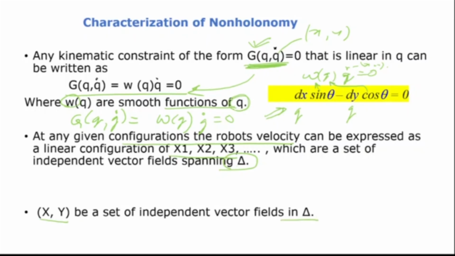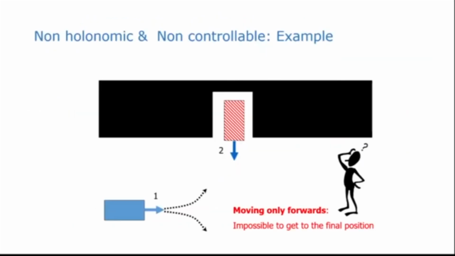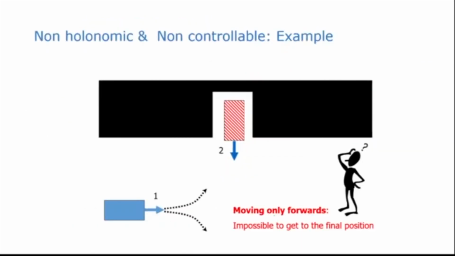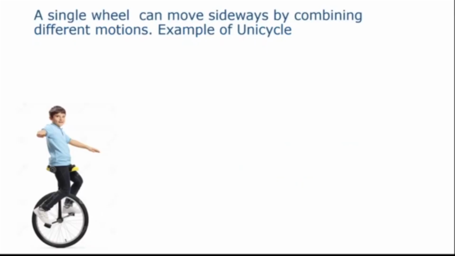Okay, what we are saying is that you can have x dot, y dot, which are basically directions, velocities in x direction, y direction. Now, by combining all these velocities in different directions, you can generate, okay, this is what it is telling us, that any given configuration of the robot velocities can be expressed as a linear combination of x1, x2, x3, which are the set of independent vector fields spanning delta. And if xi be a set of independent vector fields in delta, velocities in the x direction and y direction, then you can move, and the system becomes fully controllable.